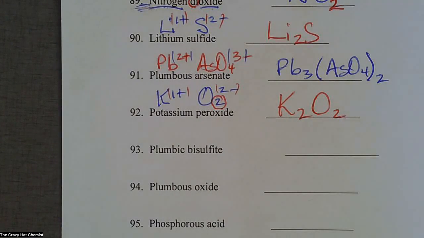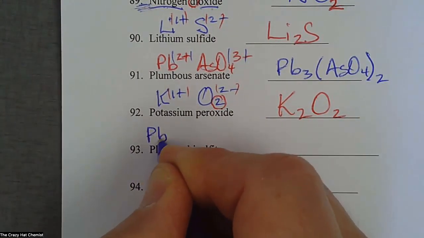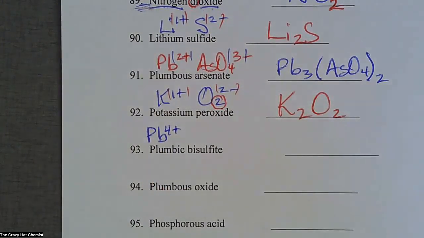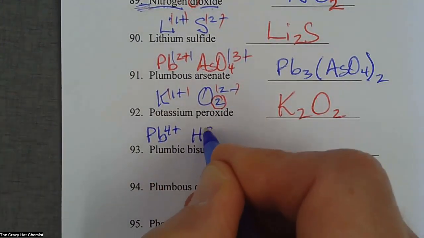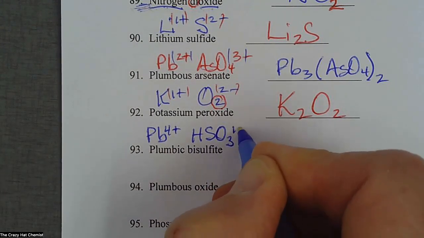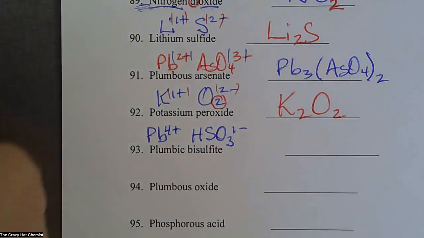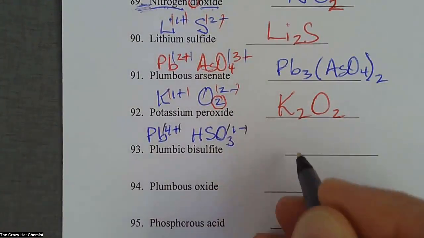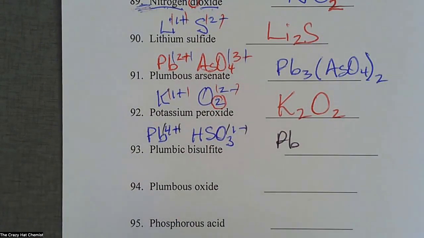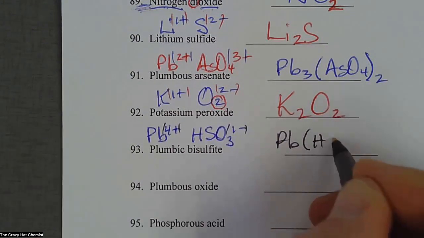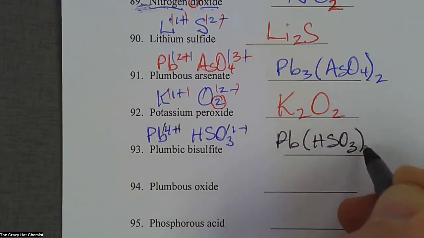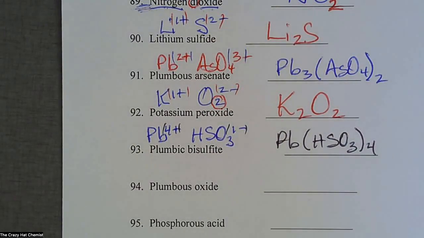Not possible. Plumbic bisulfite. So plumbic is Pb4 plus, bisulfite is HSO3 1 minus. I'm going to take the absolute value of these two numbers here, Pb, flip the numbers, bring it down, Pb(HSO3) with parentheses and a 4. All right, bam, looking good, baby.